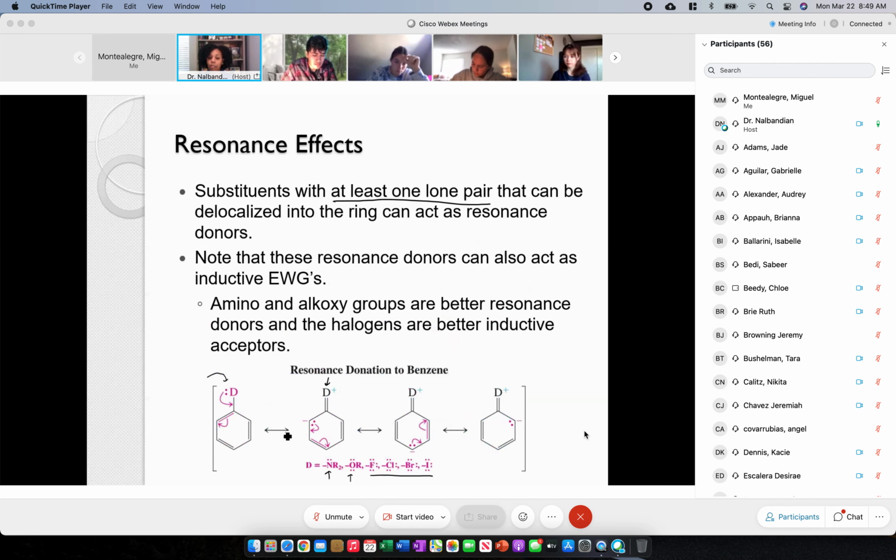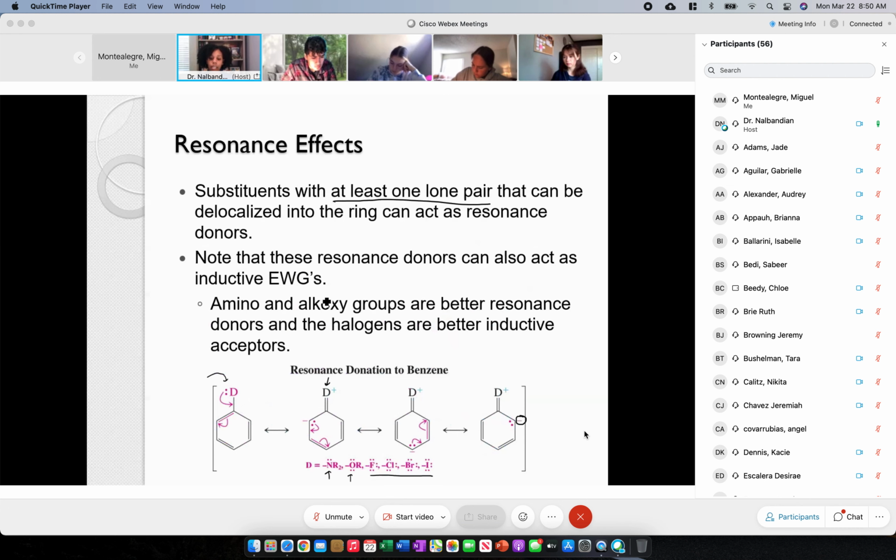But we allow for our ring to be electron rich, right? This is electron rich. If there's a negative charge here, obviously we have an excess of electron density. So having one of these groups that can donate electron density by resonance is going to be really nice for the benzene ring. It's going to improve the rate of this electrophilic aromatic substitution reaction.